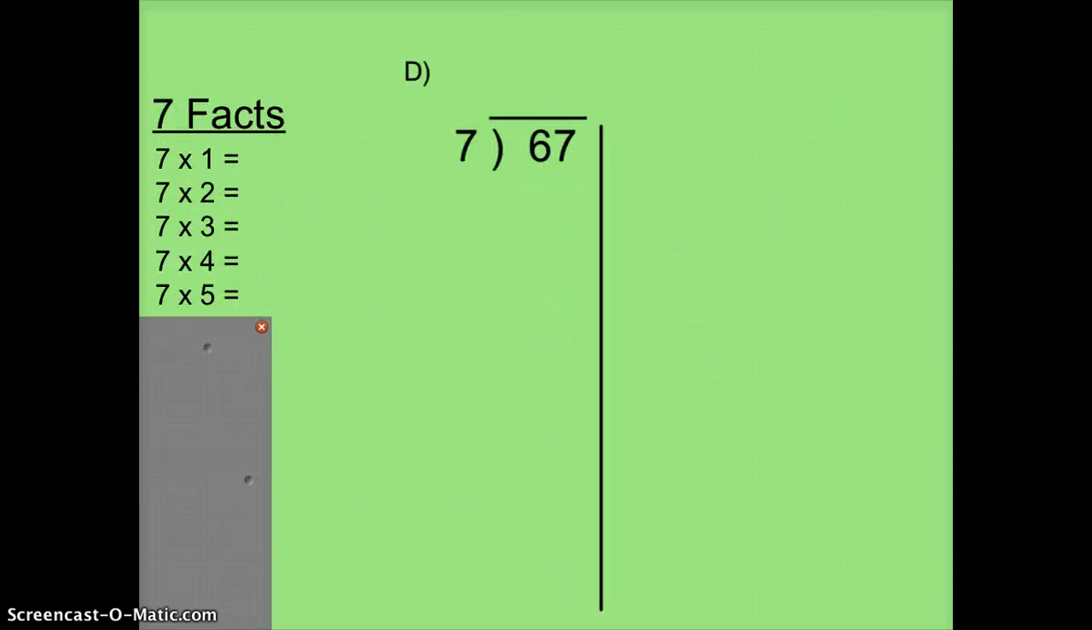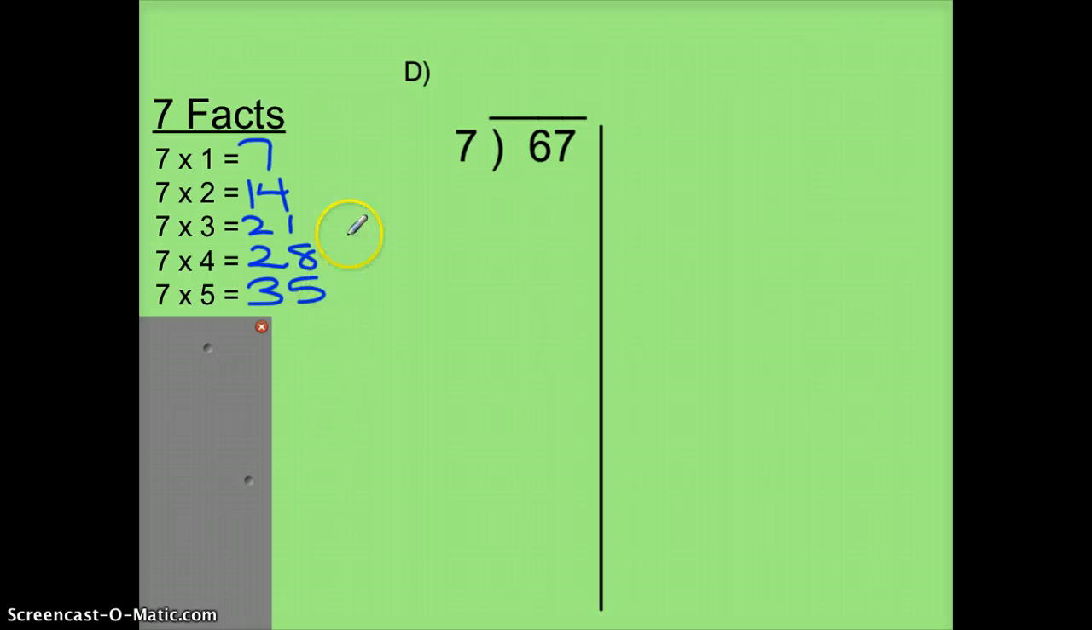Let's look at the last problem here. It's D. Now I have moved on to 7's facts, but I think I can still figure this out, even if I'm not sure about all of them. We'll do 7 times 1 is 7, times 2 is 14, 3 is 21, 4 is 28, and I'll just stop at 35. Let's say I don't know anymore.